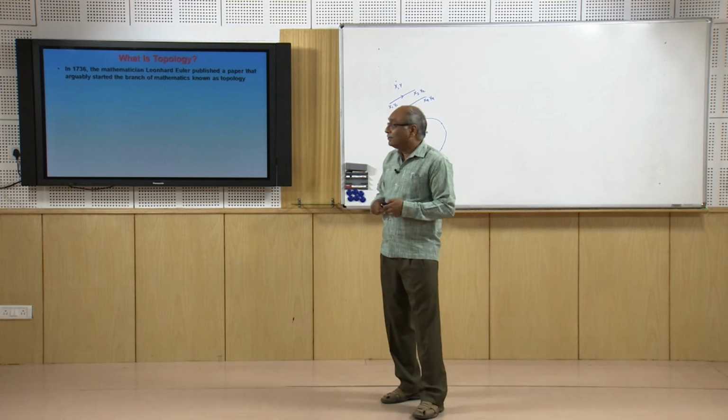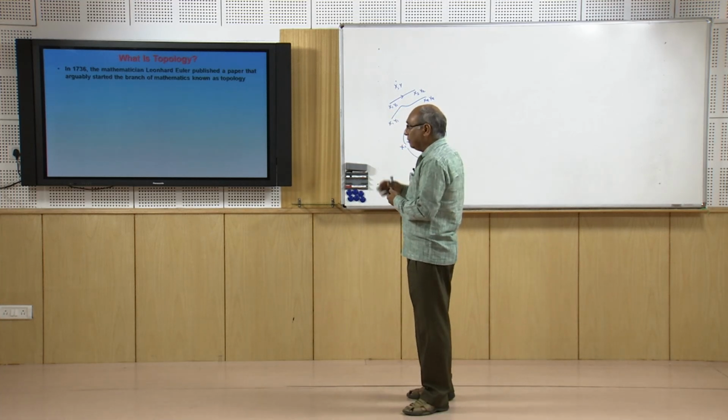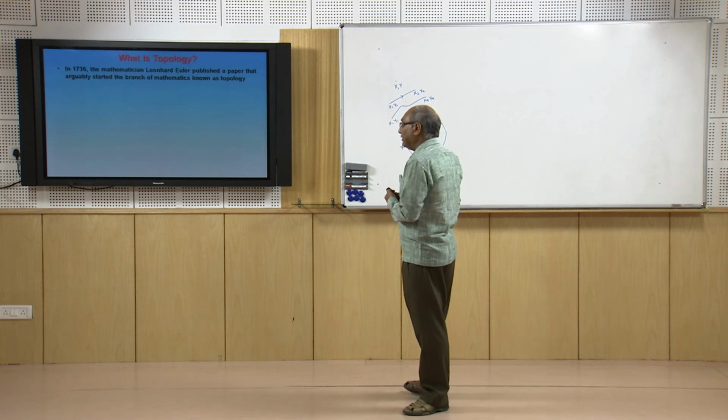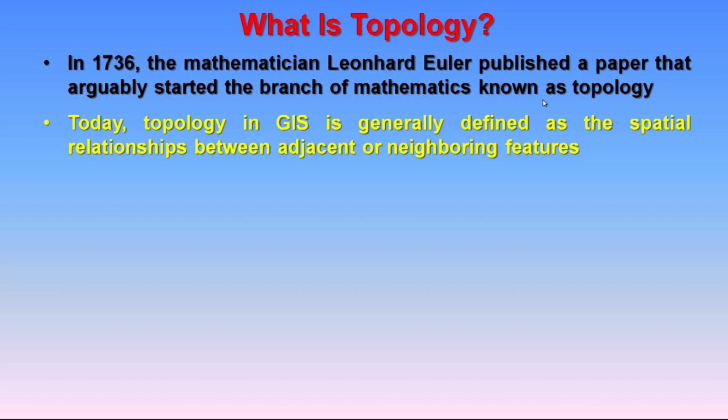As I have already mentioned, the concept of topology is very old. In 1736 it was given by a mathematician, Leonhard Euler, who published a paper, and then later on it became a complete branch of mathematics, which is topology. Topology in GIS is, as I have already mentioned, a spatial relationship between adjacent or neighboring features.